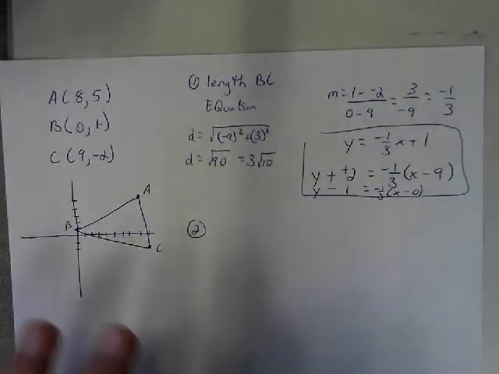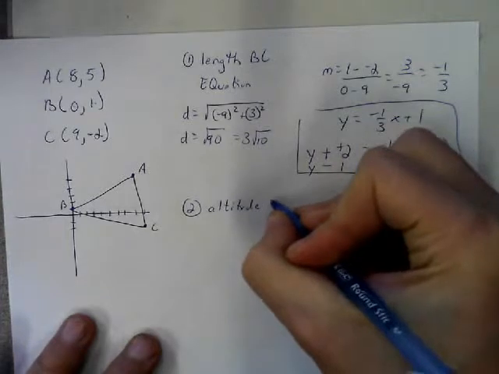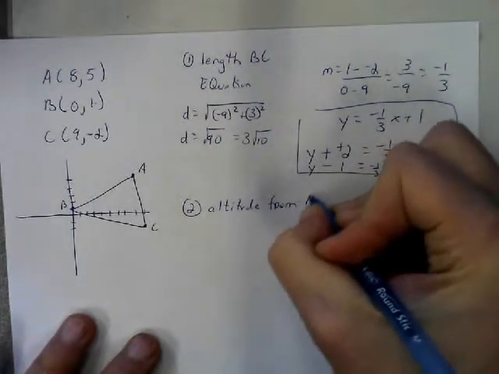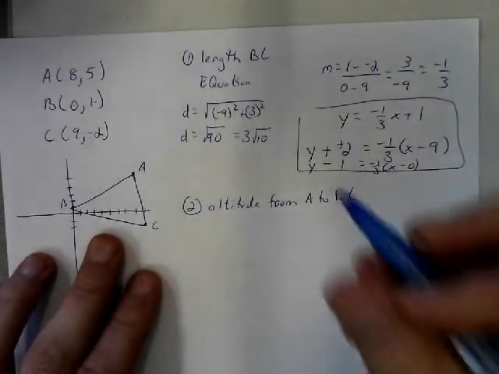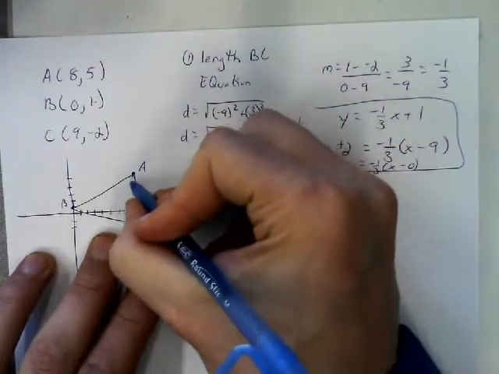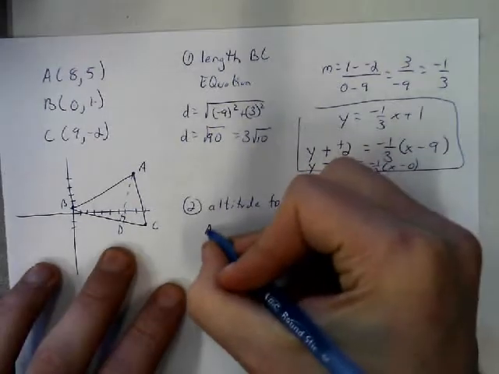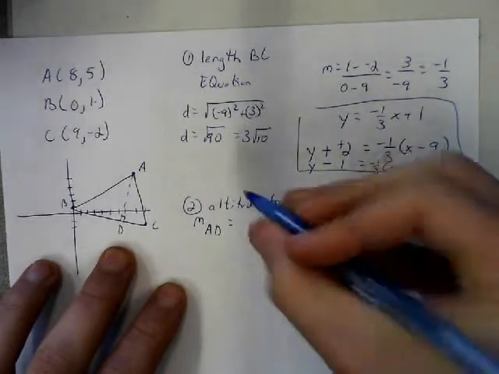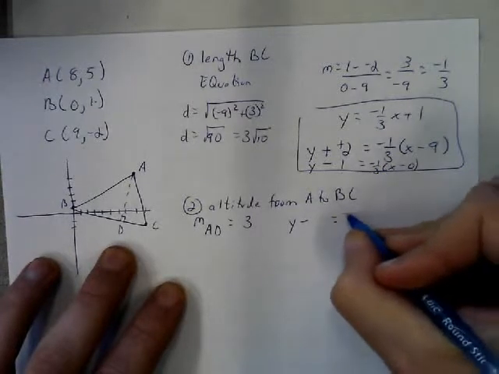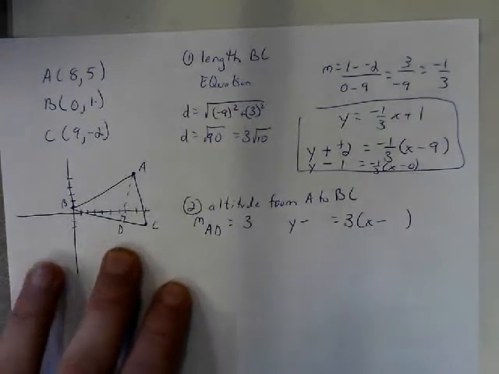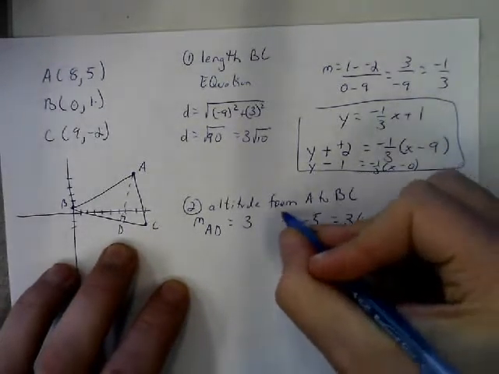Number 2, let's find the equation of the altitude from A to BC. Well, if we know the slope of BC is negative 1/3, and the altitude must be perpendicular to it, then that point, I'm going to call that intersection D. So AD, its slope, must be equal to 3. So again, I'm going to set this up in point slope form, y minus y1 equals 3 times x minus x1, and we know it goes through point A. So point A is 8, 5, so plug in my 8, plug in my 5, and I am done.